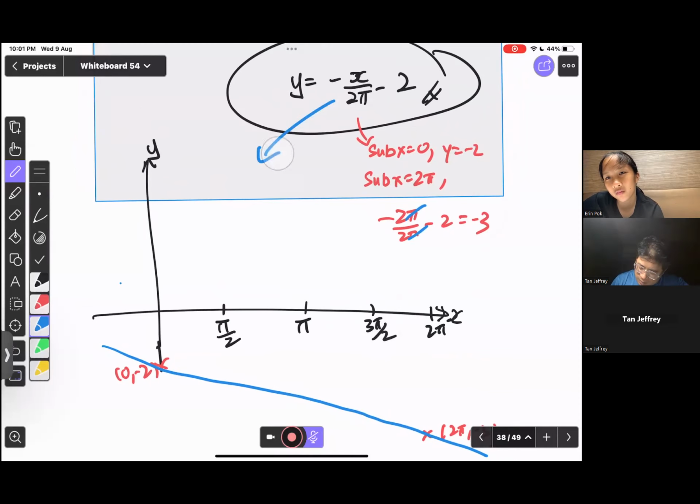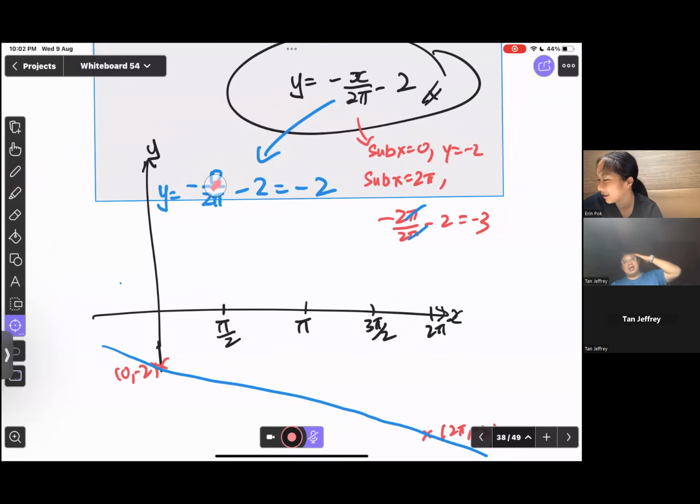You start x at 0, what do you get? 0 over 2 pi minus 2 is what? Oh, I wrote my equation wrongly. Okay. Minus 2, this is the y-intercept. You go and divide 2 by 2 pi.